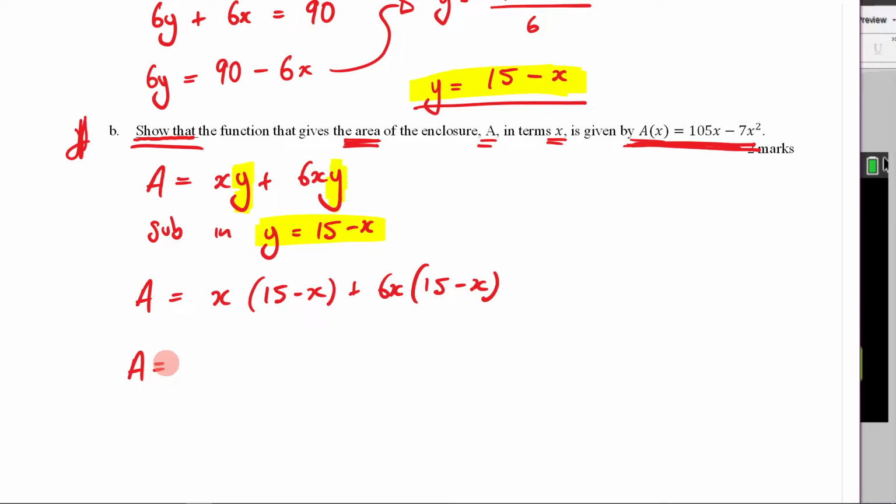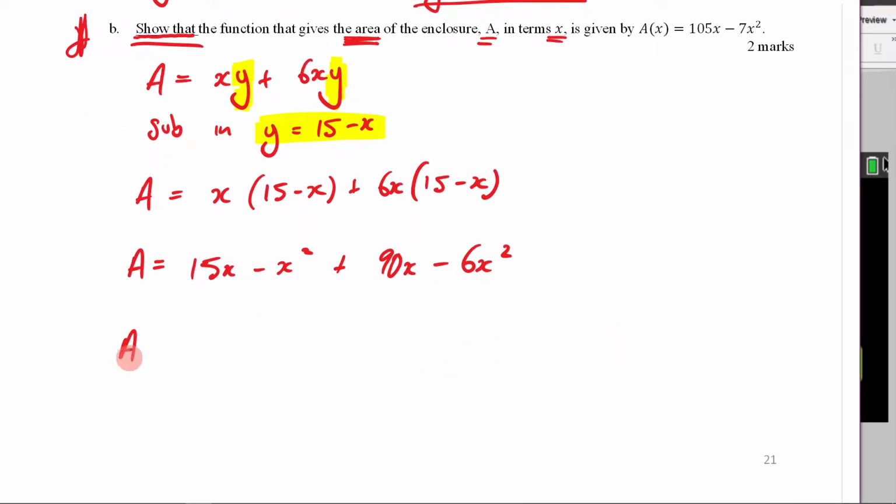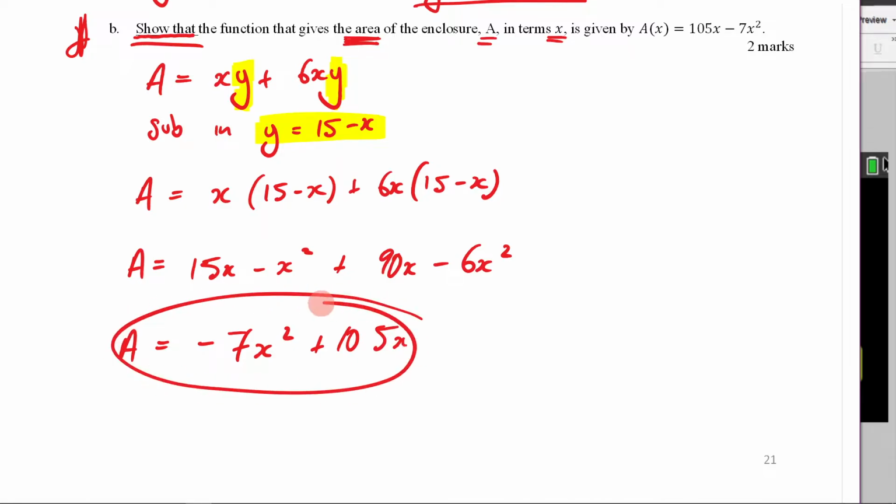All right, now we continue on. I'm not done yet, and I know I'm not done because this, at the moment, doesn't look like this. So hopefully we can get there by just expanding this out. This will be 15x minus x squared plus 6 times 15 is 90x minus 6x squared. We'll then gather our like terms, which is going to leave me with negative 7x squared, and then 90 plus 15 is 105x. And wouldn't you know it, this now is the same as that. So we have done it.